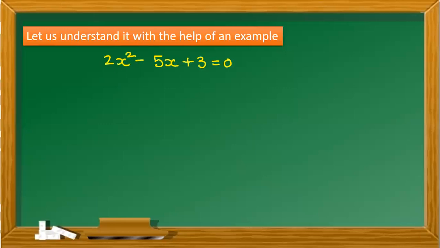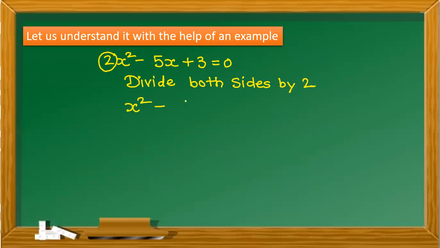So, what is the first step? In the very first step, we will divide each term by the coefficient of x square, which is 2. So here I will write, divide both sides by 2. So what do we get? x square minus 5 over 2x plus 3 over 2 is equal to 0.